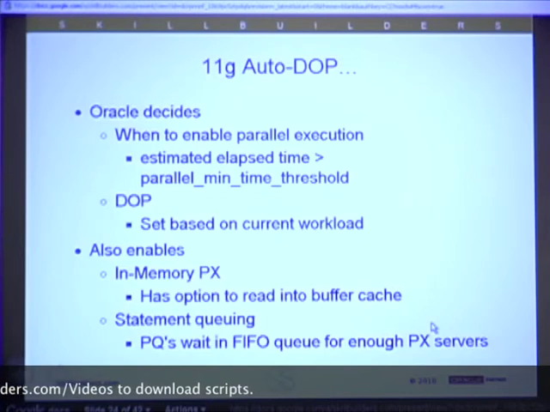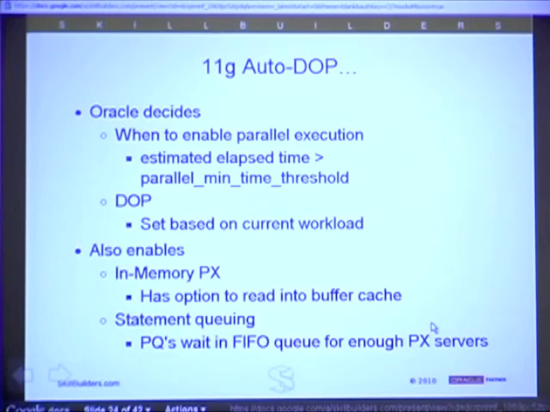But perhaps more interesting is that if you turn on auto DOP, you get two other byproducts that come with it. One, it has an automatic, non-controllable, as far as I can tell, option to read into the buffer cache. Parallel query full table scans read into the PGA. They have for a while. The parallel query full table scans now have the option to read into the buffer cache. It's a runtime decision. So that's an interesting byproduct.